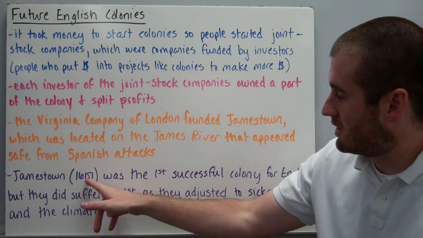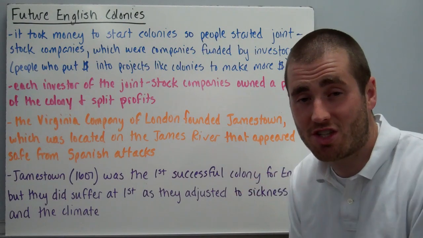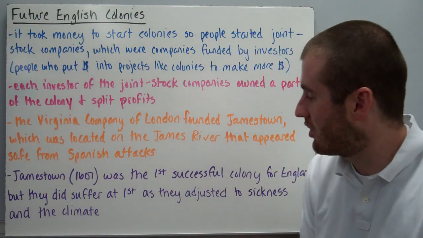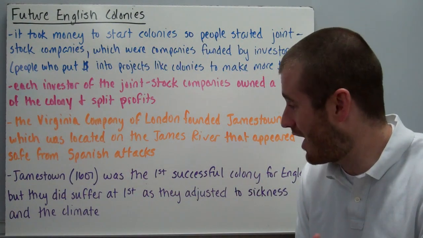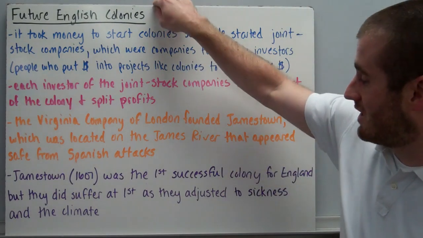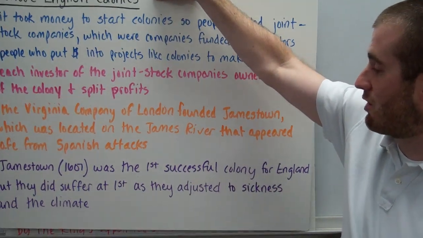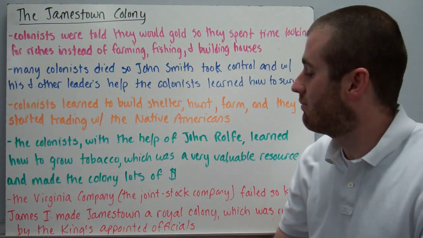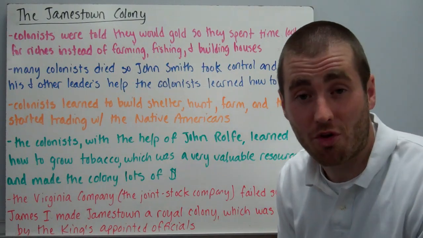So Jamestown was established in 1607. It was the first successful English colony, but they did suffer at first as they didn't know how to farm. They were getting sick, and the climate was a little bit harsher than they were expecting. But the colonists were told that they were going to find gold.